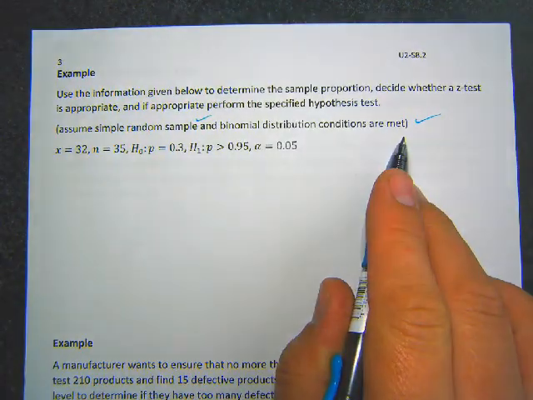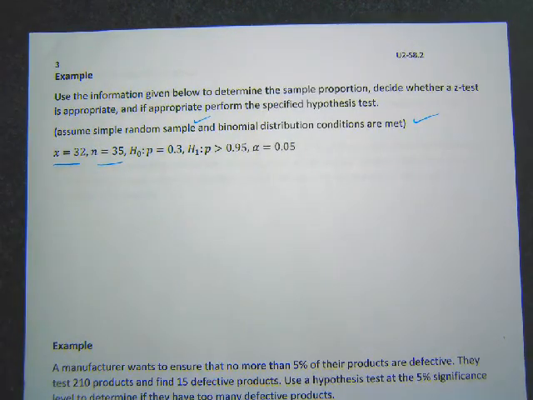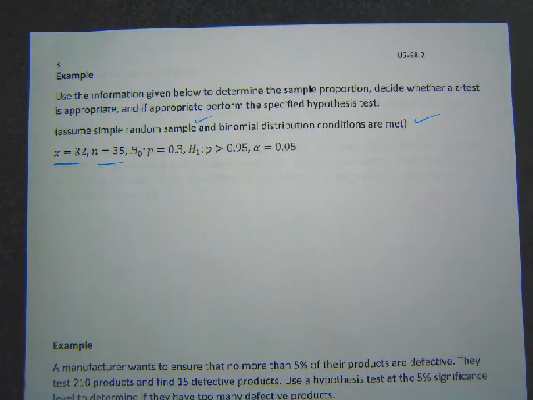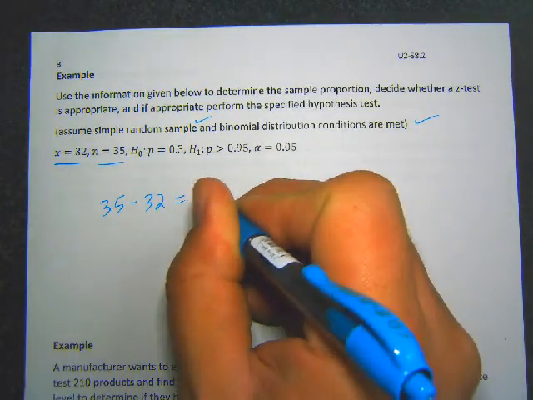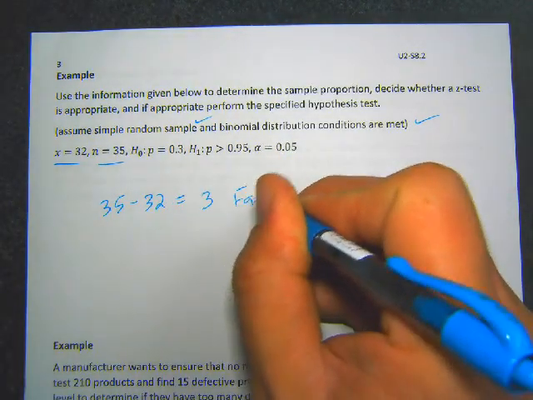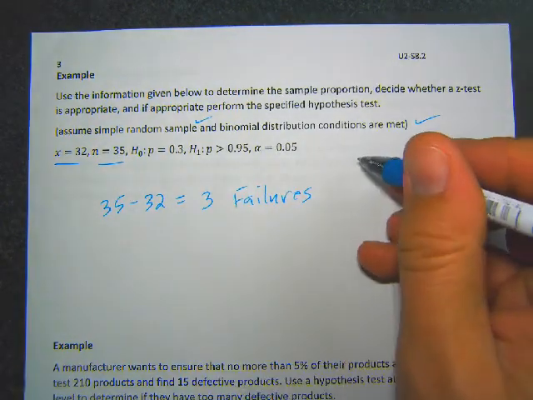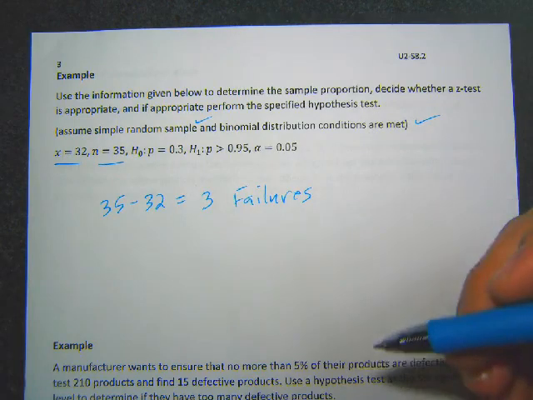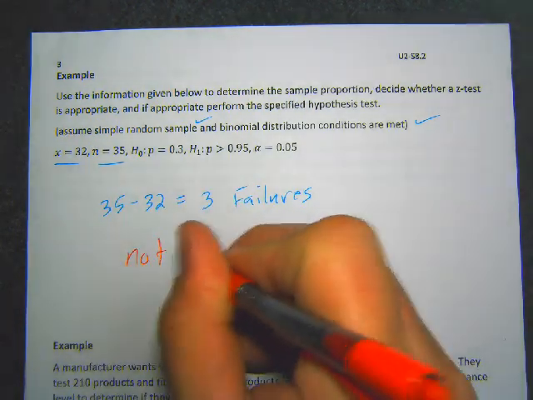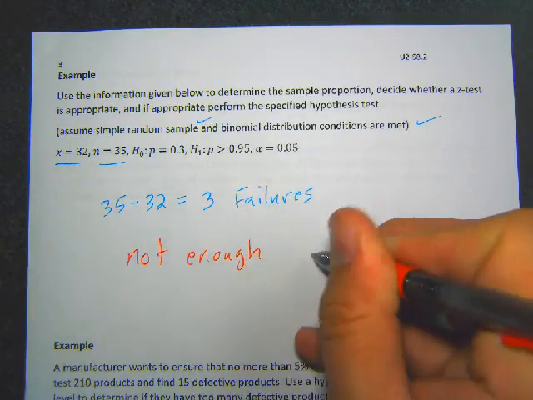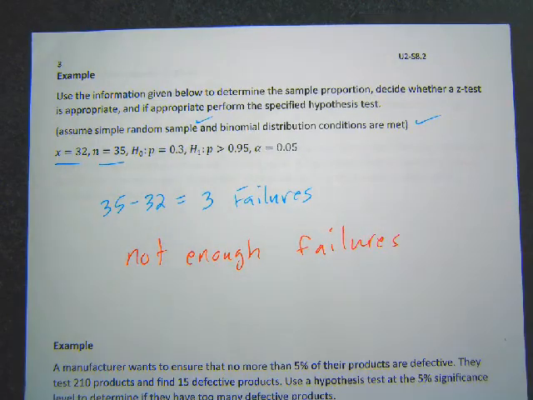But then you notice, wait a second, there's 32 successes out of 35. If I take 35 minus 32, that means there are 3 failures. And we know that you can't do this test unless both successes and failures are greater than 5. So this one, there's not enough failures. So we can't actually do this test. They didn't take a big enough sample.